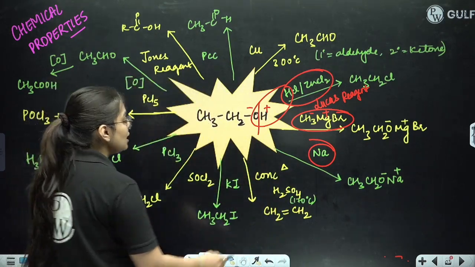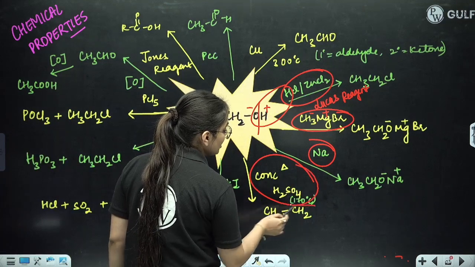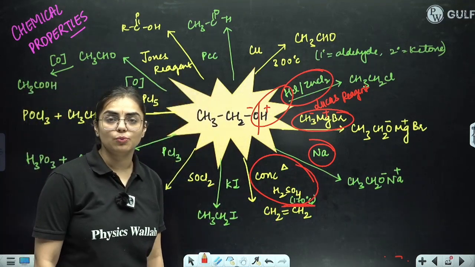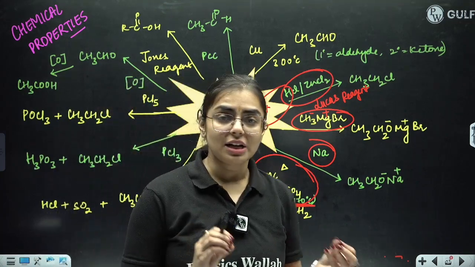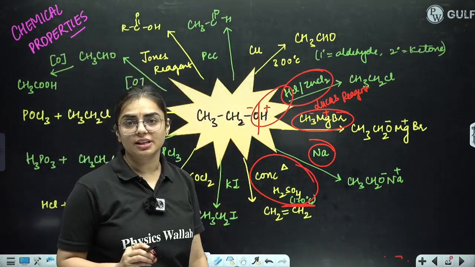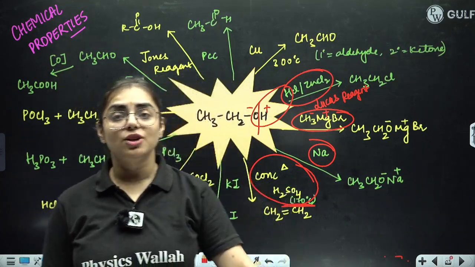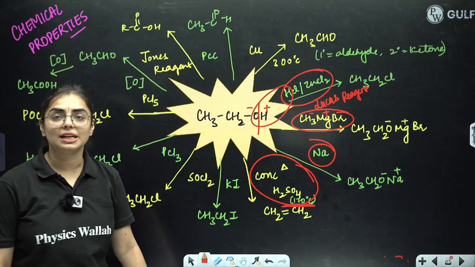Now, if you are taking concentrated H2SO4 at 170 degrees Celsius, it will form alkene. It will form what? It will form an alkene. When you are taking concentrated H2SO4 with 170 degrees Celsius. Remember, if you are changing temperature, you will obtain ether. So that's why you have to take 170 degrees Celsius, you will obtain an alkene.